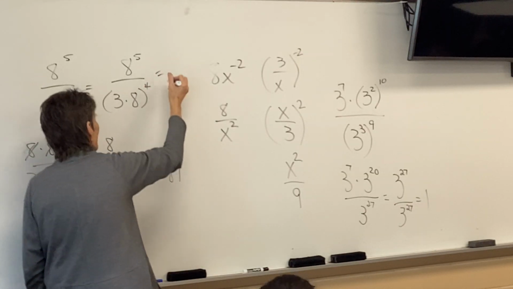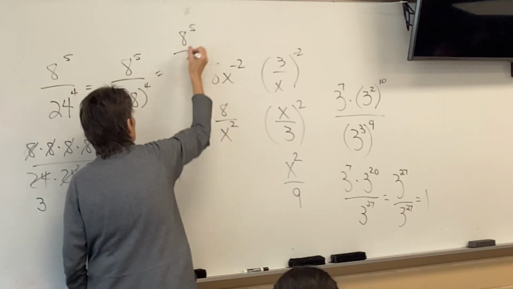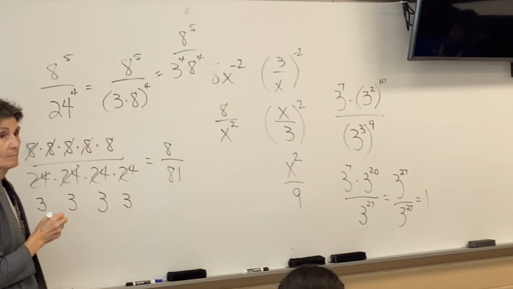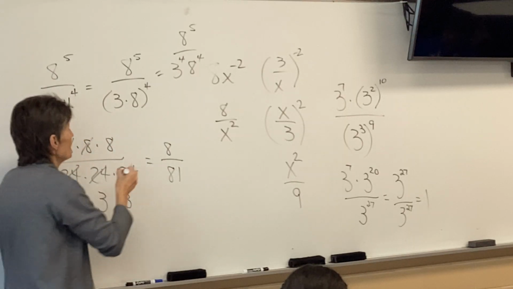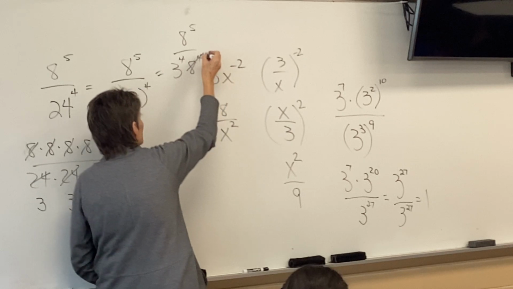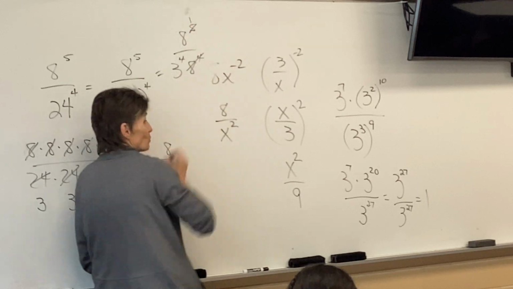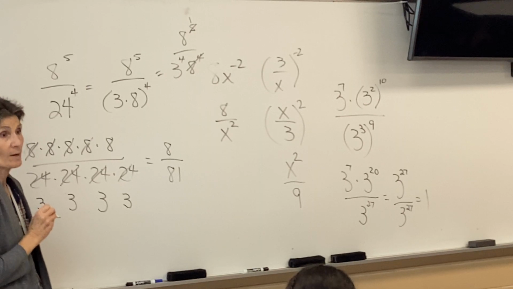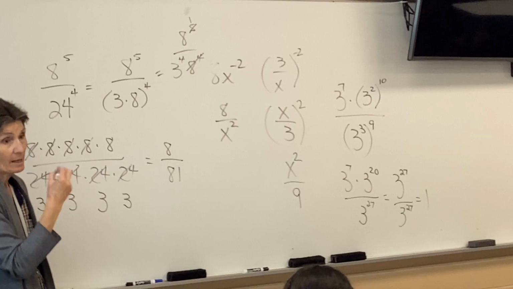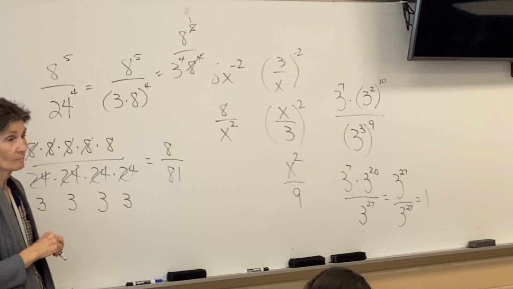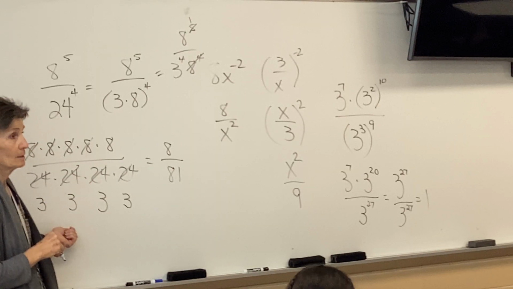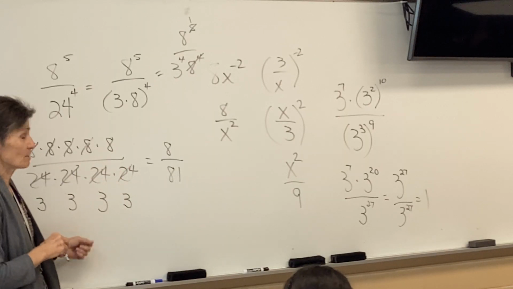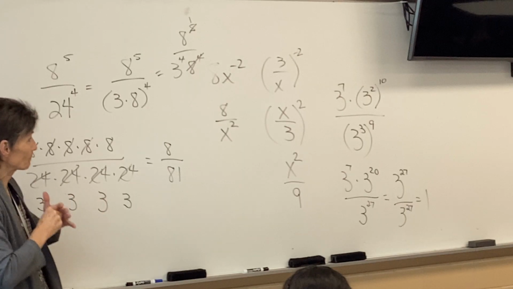So what I have is 8 to the 5th over 3 to the 4th, 8 to the 4th. These 4 will cancel into here and leave just one left. So now I have 8 on top and 3 to the 4th on the bottom. Same exact thing I got here. This will always work. You just have to be careful if the exponents get too big, because it takes a long time.